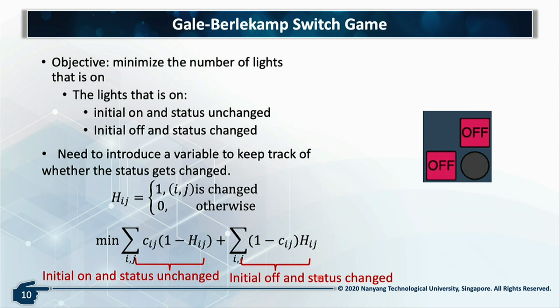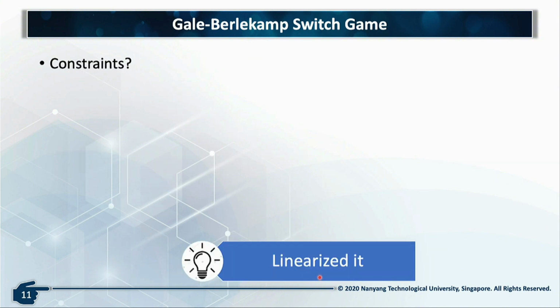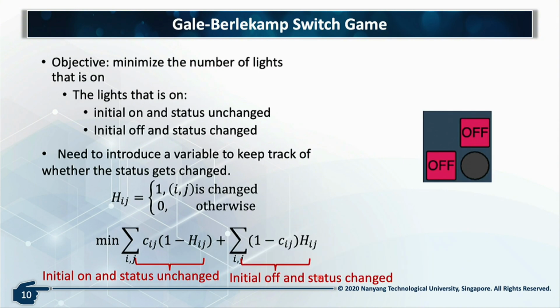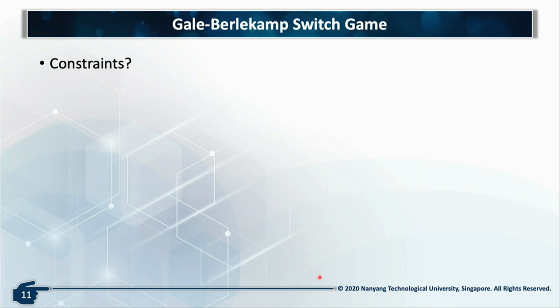Okay. Now, to conclude this optimization process, we further need to formulate its constraints, right? Do we have any constraints in this optimization process? What kind of constraint?